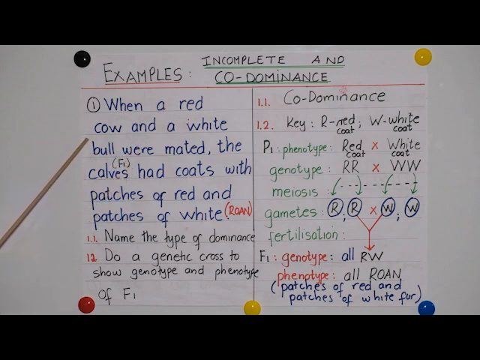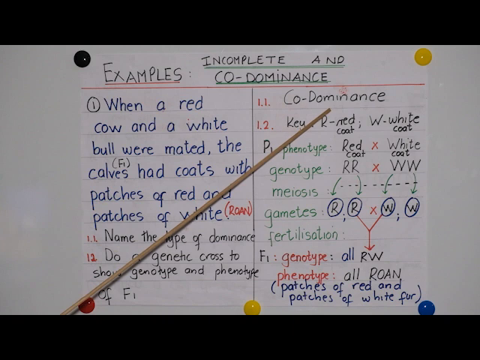Number 1. When a red cow and a white bull were mated, the calves, F1 calves, had coats with patches of red and patches of white. The first question is, name the type of dominance. So you have to look at the calf, the offspring, to see its phenotype to get your clue. When you look at the calf's coat, it had patches of red and patches of white. This is a combination of the red coat of the one parent and the white coat color of the other parent. So because it's a combination, both phenotypes are expressed. It means that both alleles for red coat color and white coat color have been expressed. So both alleles are equally dominant, therefore it is codominance.